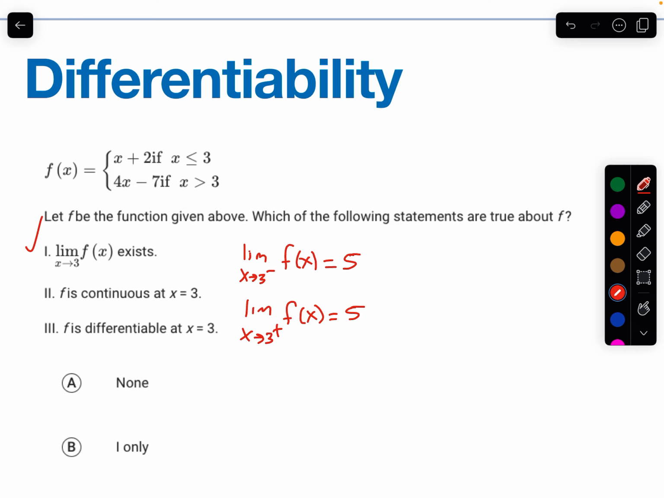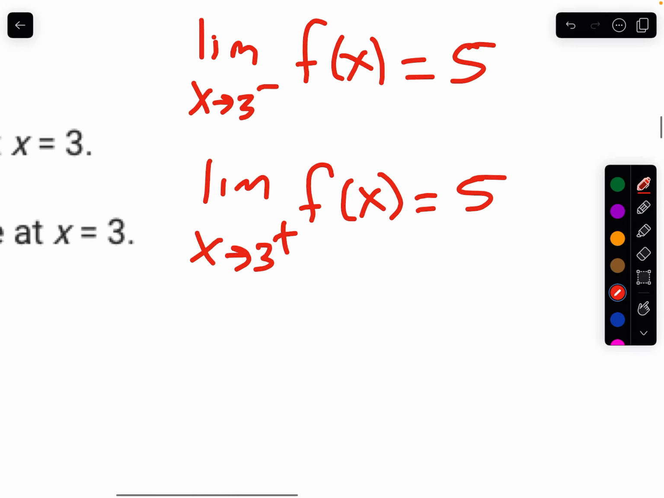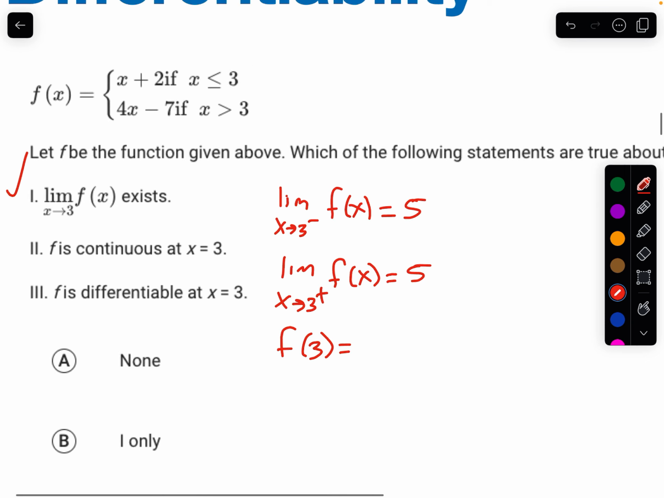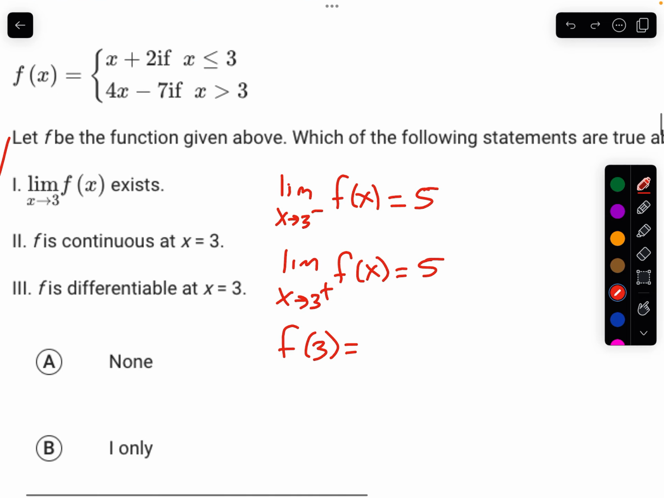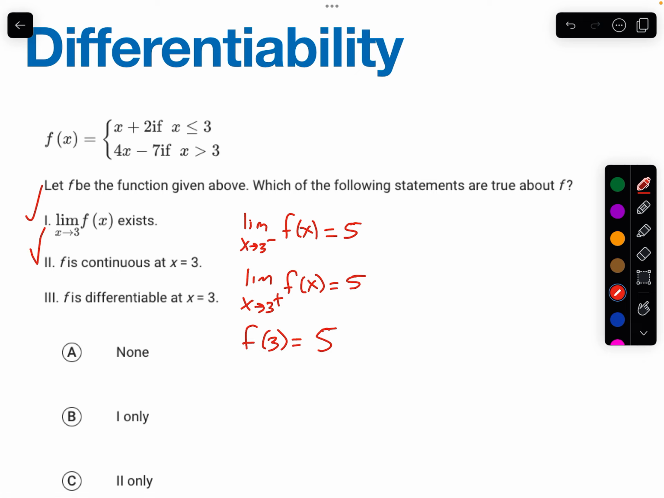To see if statement number 2 is true, we have to compare this against f of 3. Make sure there's not a removable discontinuity there. Well, when there are only 2 pieces in the piecewise and we have that equal to here, this is going to be trivial because f of 3 would be 3 plus 2, which is 5. And so there's not a hole there. This function is continuous at x equals 3.